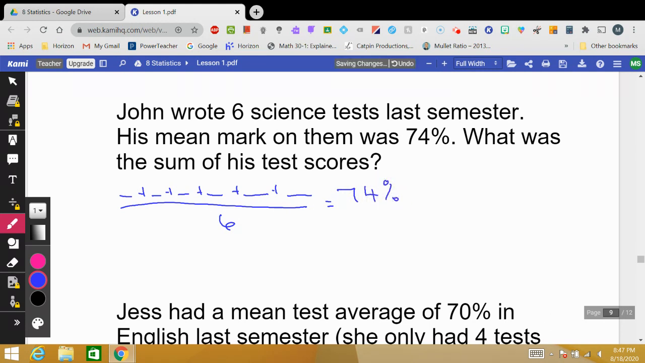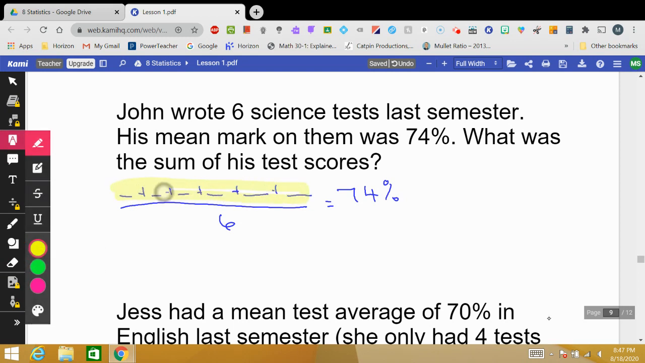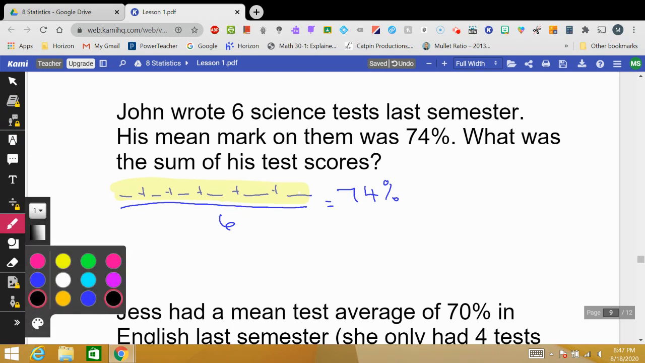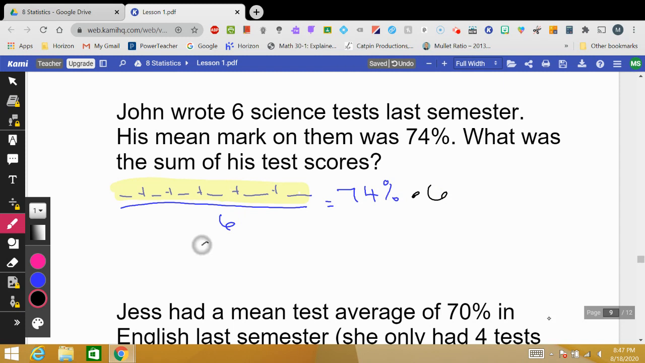So it wants to know what he got on, whoops, that's not what I wanted to pick. What was this sum? I just want to know what the total of all those numbers would be. So this is just a little bit of algebra here. Right now I'm dividing by 6. So how do I move that divide by 6? I times by 6. So on my calculator, I'm going to go 74 times 6. So the sum of those 6 test scores is 444%. Now we don't know what he got individually on each test, but we know that they would add up to give us 444%.